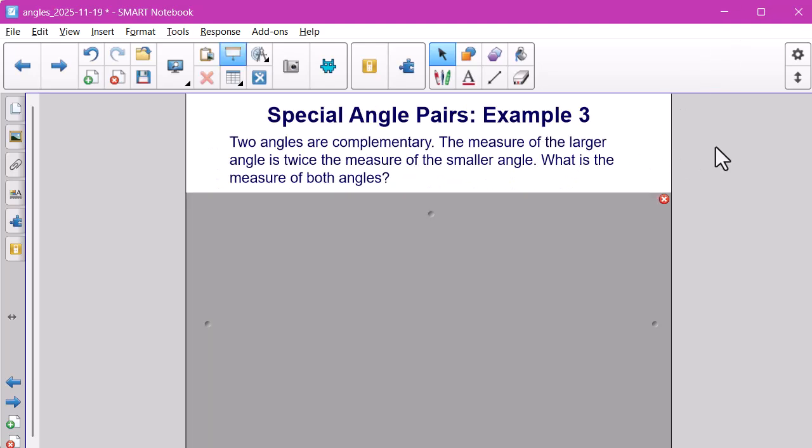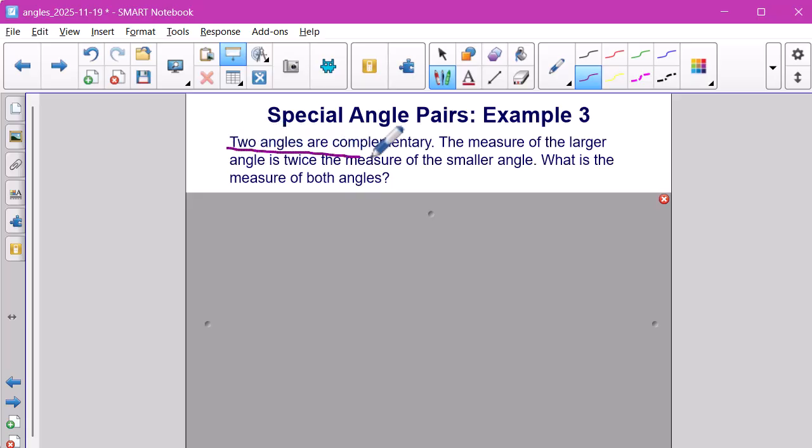Here's another example. Two angles are complementary. The measure of the larger angle is twice the measure of the smaller angle. What is the measure of both angles? Well, first let's break down the information that's given to us. Two angles are complementary. That means we're going to have two areas or like blank spaces that add up to equal 90 degrees.